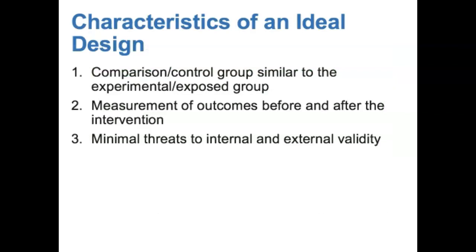In choosing a design, the aim is to come as close as possible to a design that can demonstrate an effect that was actually caused by the intervention, program, or policy. Here are some of the characteristics of an ideal design. First, the comparison control group should be as similar to the exposed group as possible. In randomized controlled trials, this is achieved by randomly assigning participants to either the treatment or control groups. But we don't always have the ability to randomize, so we need to try to make the groups as similar as possible.